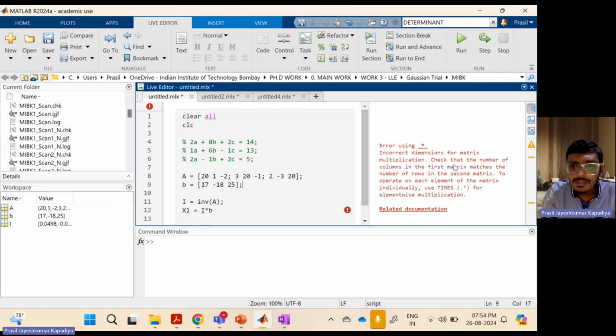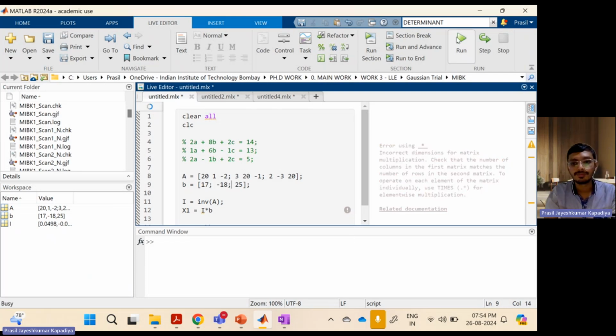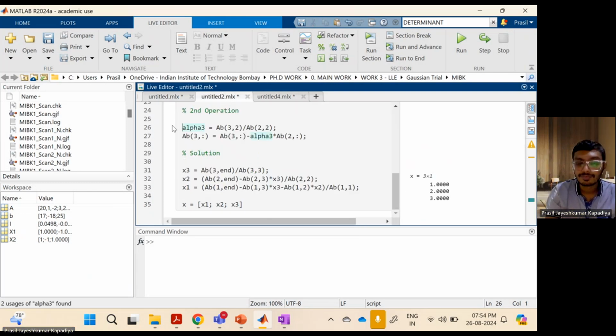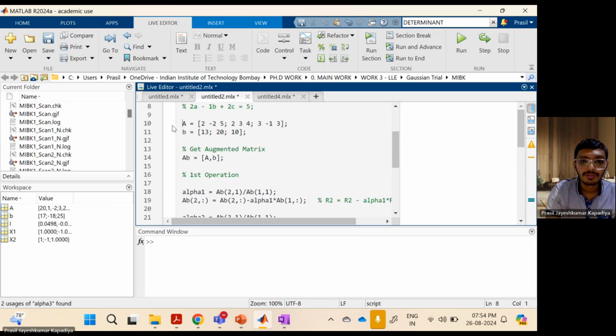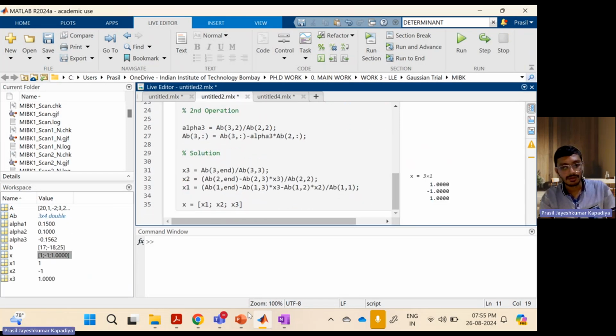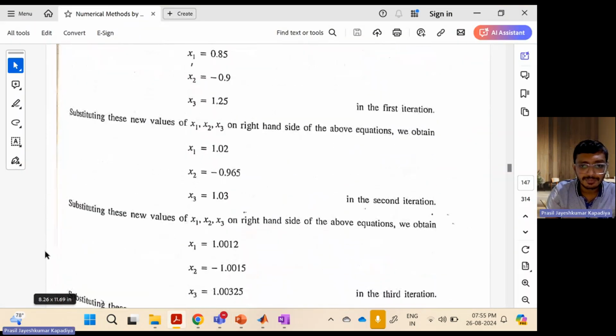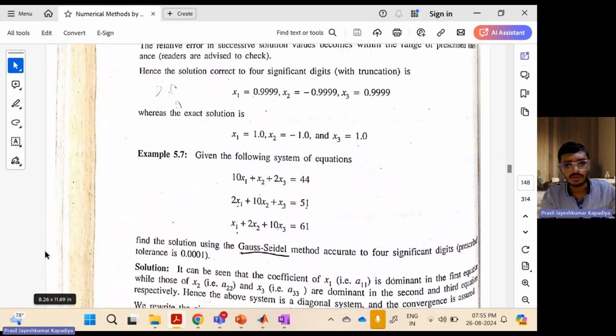Okay, there is one issue in the matrix input. Here it should be a semicolon, because it's in individual rows, correct? 1 minus 1, 1. Let's try to check it using the Gauss elimination method. Same answer. Okay, let's take one more example and then we can stop. So these are iterative methods, okay?